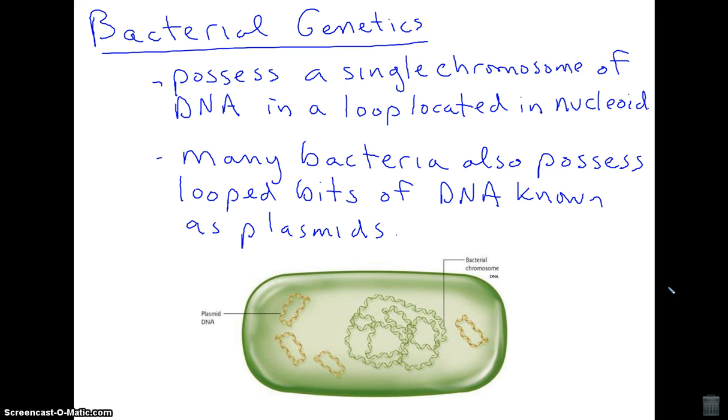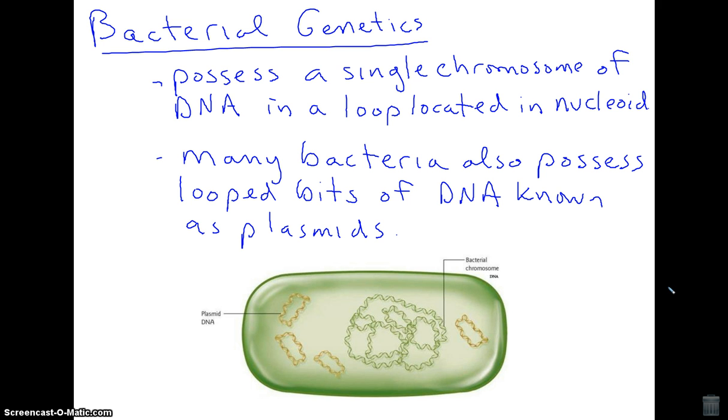So the first thing we're going to look at is a bacteria cell, and the genetics of it is very different than the eukaryotes that we've been looking at so far. The main thing is, instead of having, in the case of humans, 46 chromosomes, they only have one chromosome. So they have this single loop of DNA located in the nucleoid region. And many of them also have small bits of DNA, little loops known as plasmids.